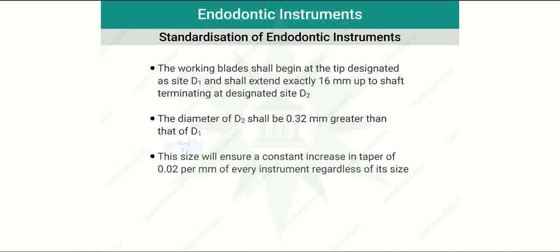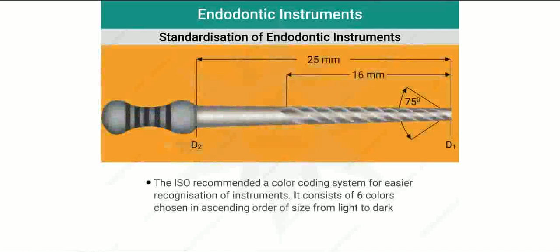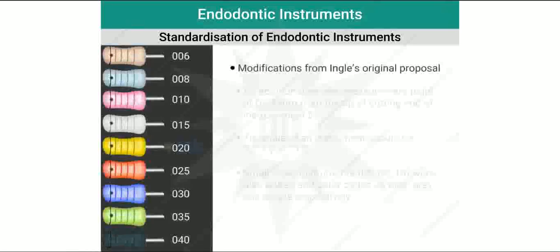The ISO recommended a color coding system for easier recognition of the instruments. It consists of 6 colors. We all know that they are white, yellow, red, blue, green, and black, from a lighter color to a darker color. So, there are some modifications in recent years from the original proposal.